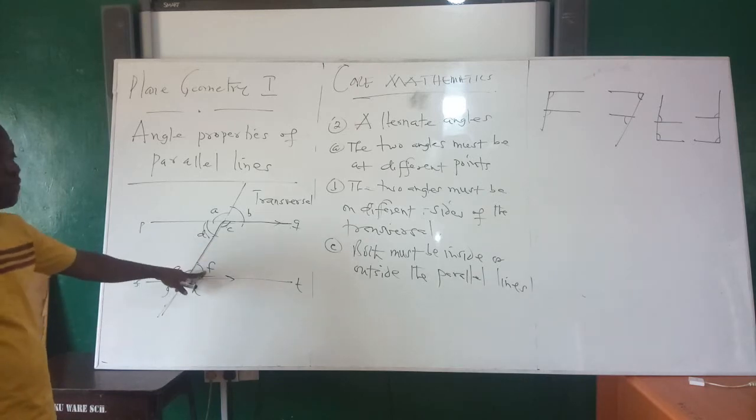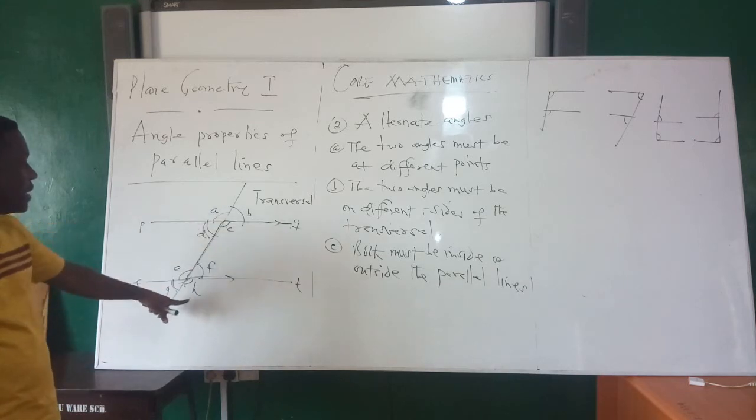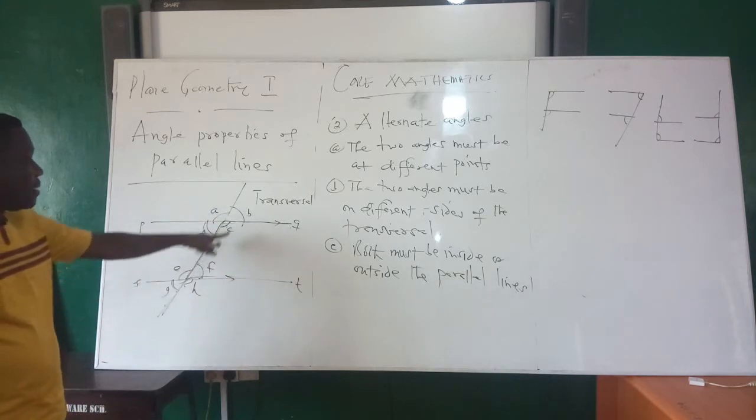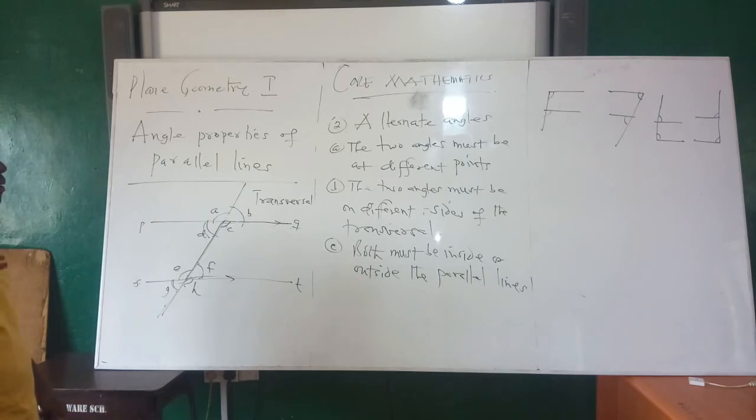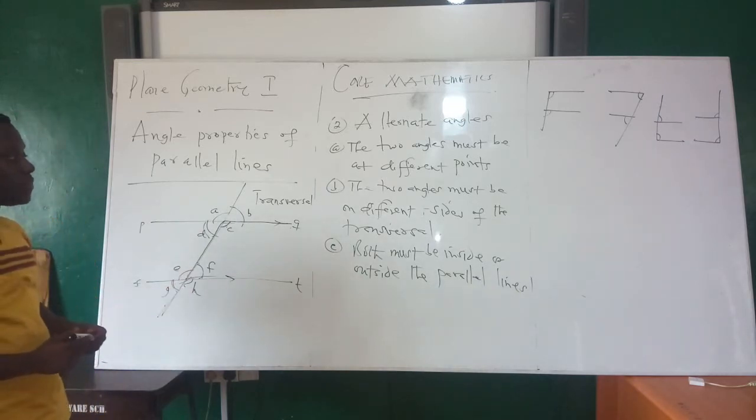And then D and F also. That is the inside one. The outside ones, you have A and H, and then B and G. So those are alternate angles.